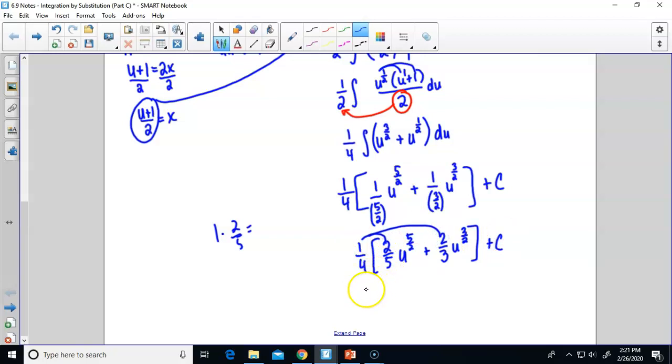So I'd get 2 over 20, which is going to be 1/10, and u to the 5/2. And then here I'll get 2 over 12, which is going to be 1/6, u to the 3/2, plus c. The plus c, you can put it inside the parentheses or outside.